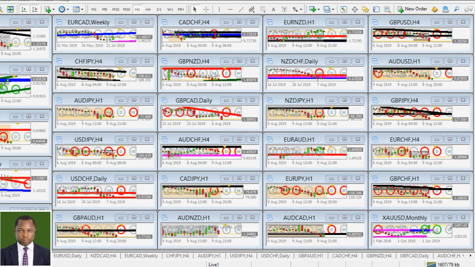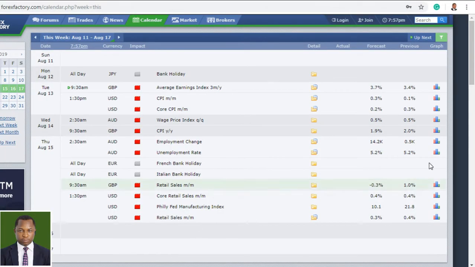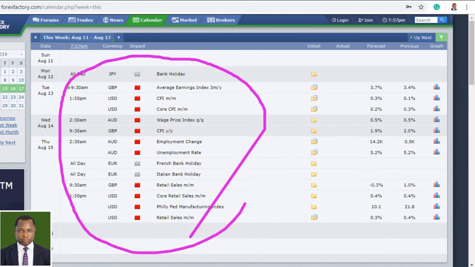All right, so in this review, we are going to be looking into just four pairs, one, two, three, four pairs only, just to analyze their directional biases or their current market condition for us to know where to trade. Before that, let's go into the Forex Factory economic calendar to see those high impact news announcements that are scheduled for this week.